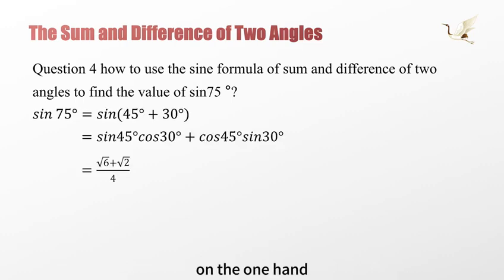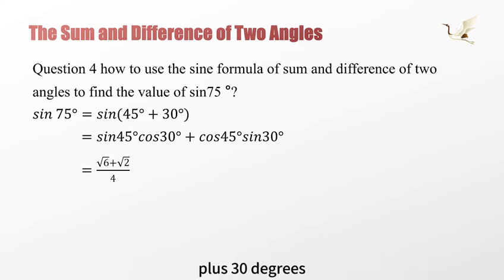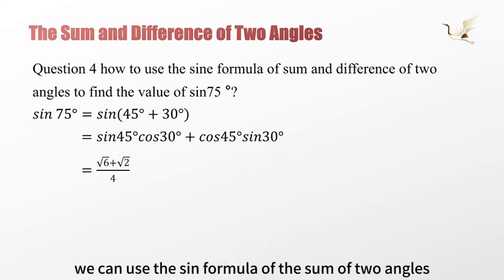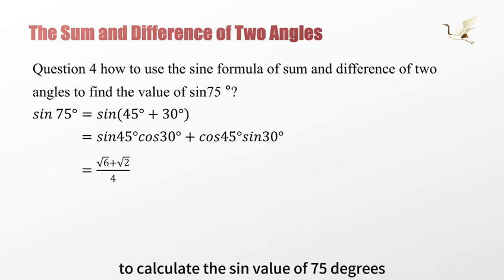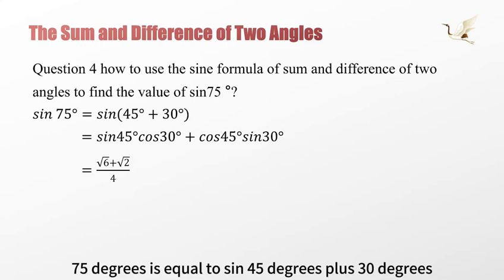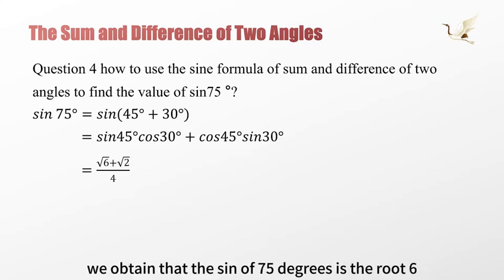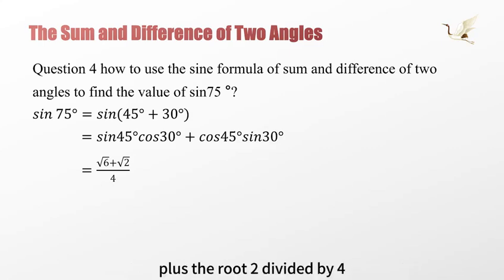On the one hand, if we consider that 75 degrees is equal to 45 degrees plus 30 degrees, we can use the sine formula of the sum of two angles to calculate the sine value of 75 degrees, that is, sine 75 degrees is equal to sine(45 degrees plus 30 degrees). Using the sine formula of the sum of two angles, we obtain that the sine of 75 degrees is root 6 plus root 2, divided by 4.